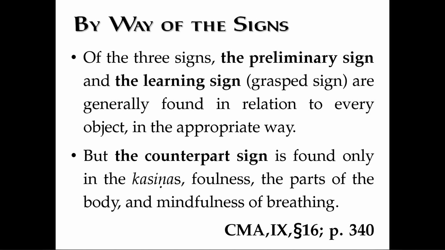So here, the counterpart sign is formed only in the kasinas, the foulness meditation, and the parts of the body. In the 32 parts of the body, when you are contemplating bone meditation, if you focus on the bone, then you can attain the counterpart. The bone is no longer the bone; it becomes a white color, very bright. That becomes a counterpart sign.